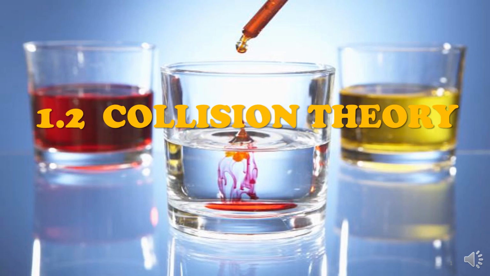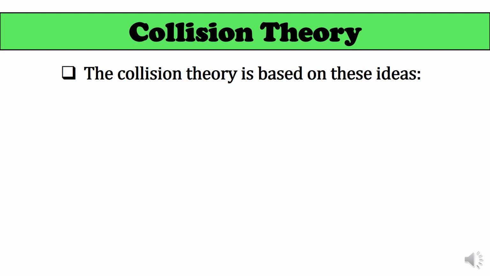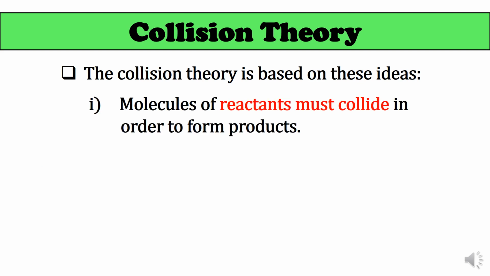Subtopic 1.2 Collision Theory. The first objective, explain collision theory. Collision theory is the theory that proposes to explain the rate of chemical reaction. The basics of collision theory are that molecules of reactant must collide in order to form product.